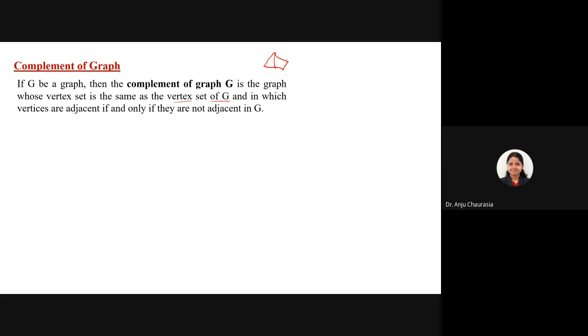So students, I hope you have understood. Yeah, this is my graph. Okay, try to understand from this example.